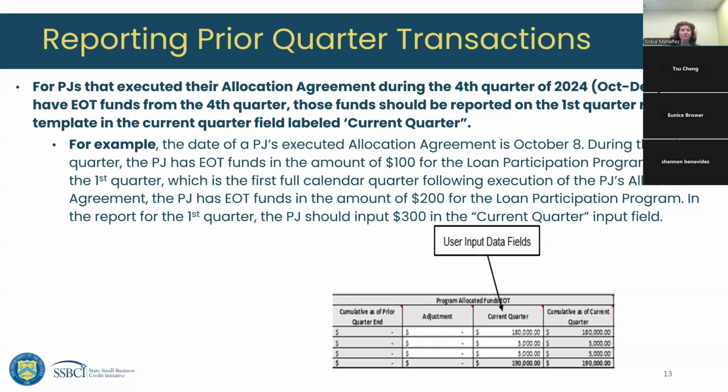Another example would be if a jurisdiction has program income from the quarter prior to the required reporting period. The jurisdiction should report the prior quarter income along with the current quarter program income in the current quarter field of the quarter report. Okay, so that covers reporting prior quarter. We'll move on to unenrollment.